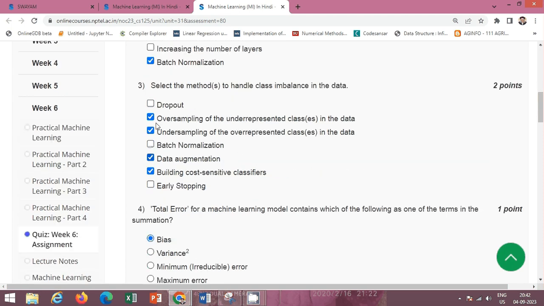Next is question 3. Select the method to handle class imbalance in data. So the correct option is option B, oversampling of the unrepresented class in the data. Option C, undersampling of the overrepresented class in the data. Option E, data augmentation. Option F, building a cost-sensitive classifier. So these are the correct options.